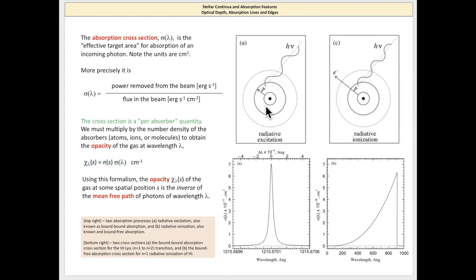Here's some examples. Let's look at this row here. This is your classic bound-bound absorption, sometimes known as radiative excitation. Let's say this is a Lyman alpha line, and here's an electron spinning around at n equals 1, and the Lyman alpha photon at 1215.6701 angstroms comes in here, and it excites this up to the n equals 2 stage and is absorbed. What is the cross section for that to happen? It's given right here.